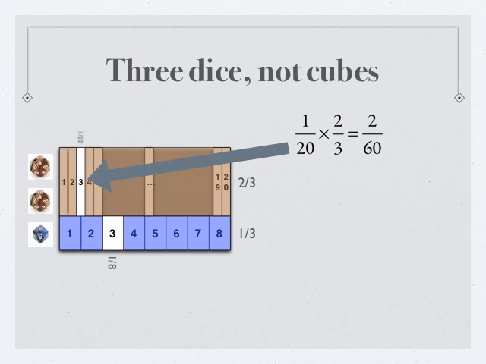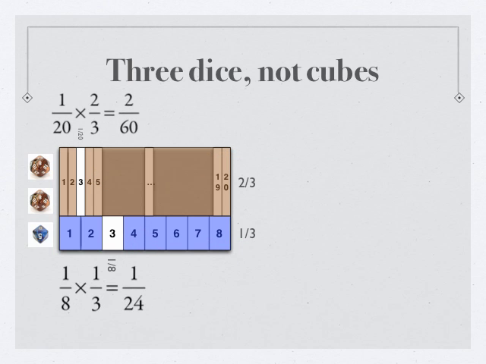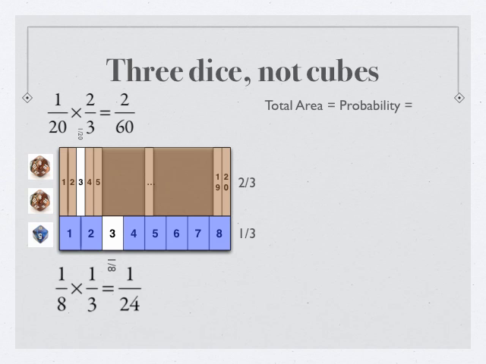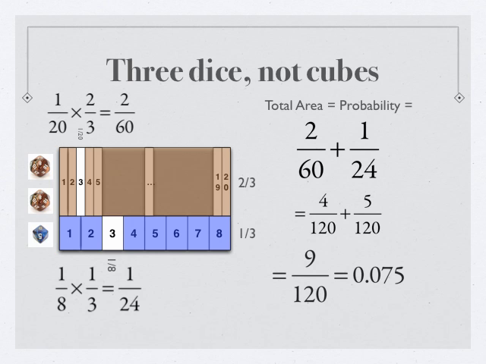That's 1/20 times 2/3, which is 2/60. Look at the bottom one, and the width is 1/8, the height is 1/3. That's 1/24. In order to find the probability we need, we're just going to add the 2 together. So let's do that. We'll put those off to the side. The total area is the probability. 2/60 plus 1/24. You can do it on your calculator, but if you're a glutton for punishment, use fractions. Common denominators are 120. It makes 4/120 plus 5/120. That makes 9/120, which is 0.075, and that's the probability of rolling a 3.